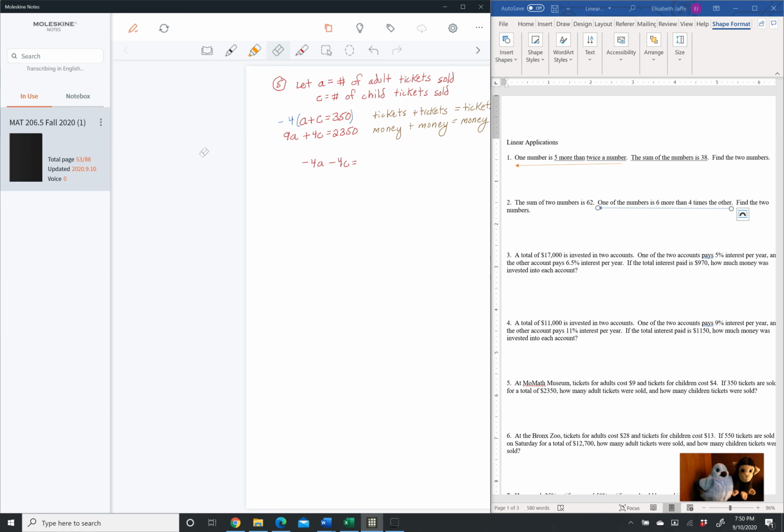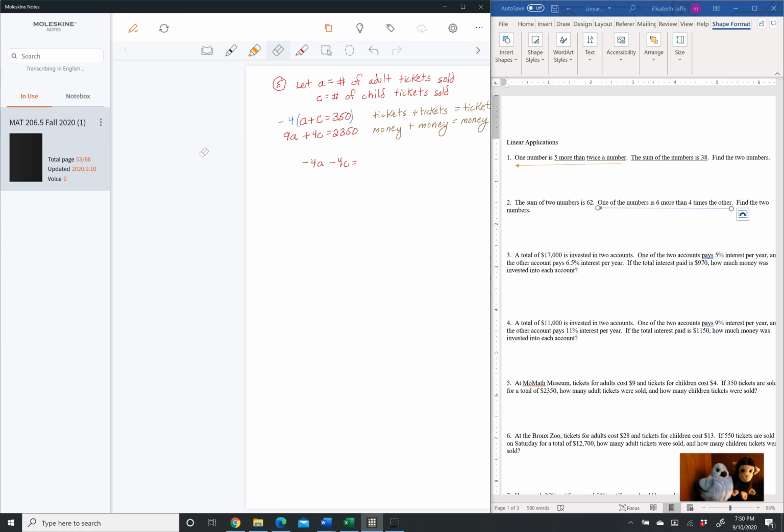Then we have 9a plus 4c is equal to 2350. And if you remember, we add the two equations. Okay, -4a plus 9a gives us 5a. The 4c's cancel. And -1400 plus 2350 gives us 950.